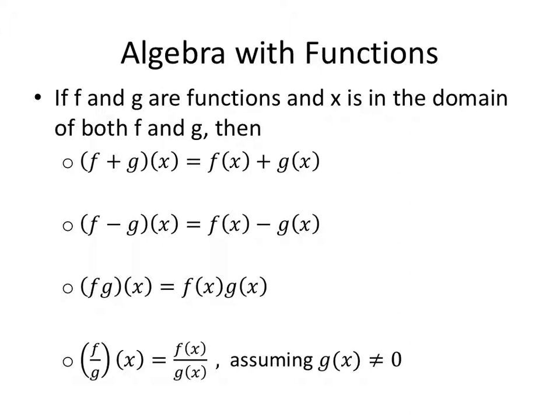The nice thing is that the way we do these operations is as natural as could possibly be. To find the sum, f plus g, evaluated at x, we can find f of x plus g of x. To find the difference, f minus g of x, we take f of x and subtract g of x. The product is f of x times g of x, and the quotient is f of x over g of x, with a little caveat here: g of x can't be 0 because we can't have denominators that are 0. Don't overthink these. These are nice.